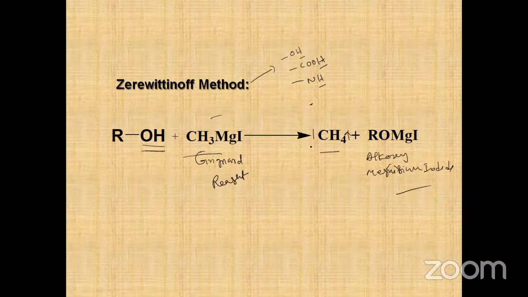It will generate only one equivalent of methane. Suppose n OH groups are present in the molecule. That leads to formation of n moles of CH4 gas evolved. Therefore, the number of OH groups is equal to the number of moles of CH4 evolved from the reaction. So we can easily find out the number of OH groups from the Zerewitinoff reaction.